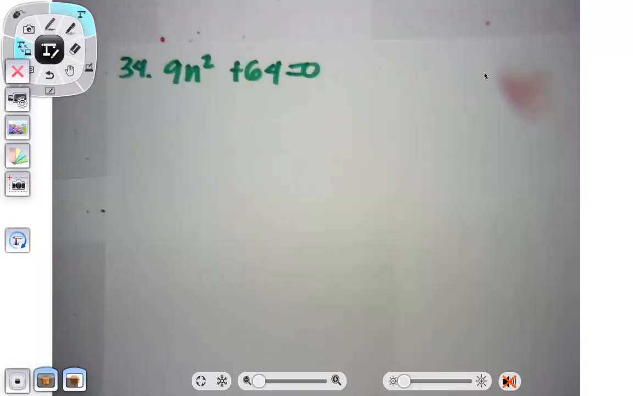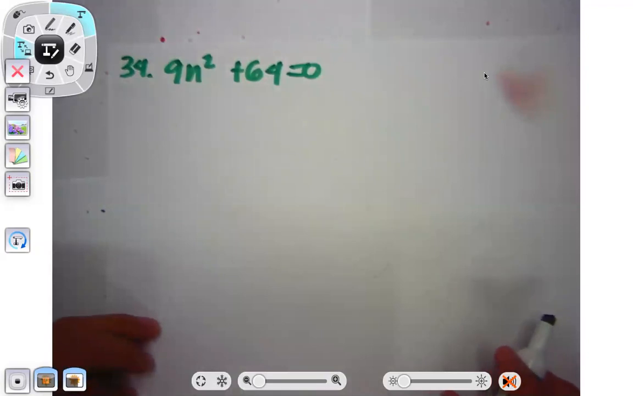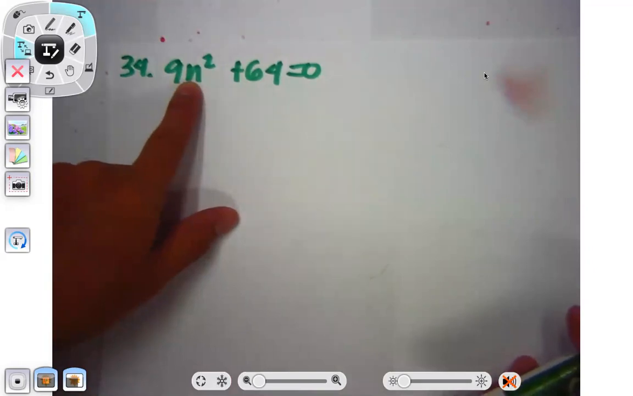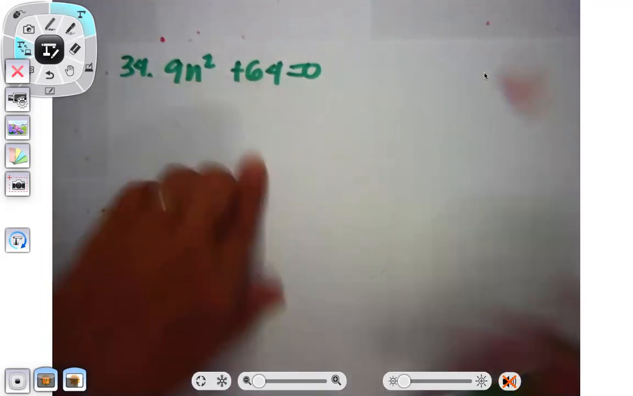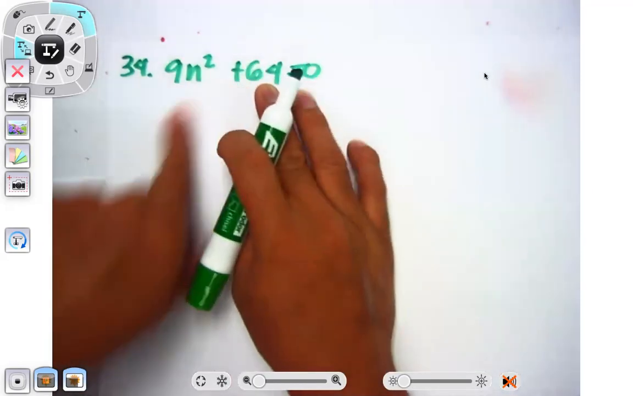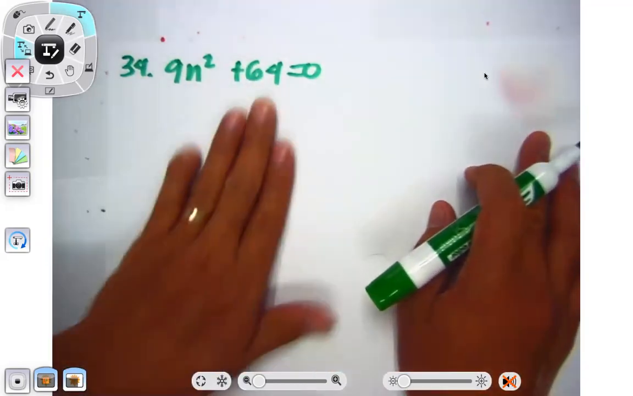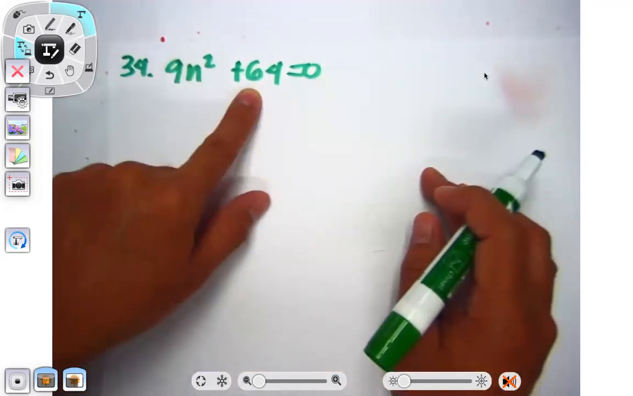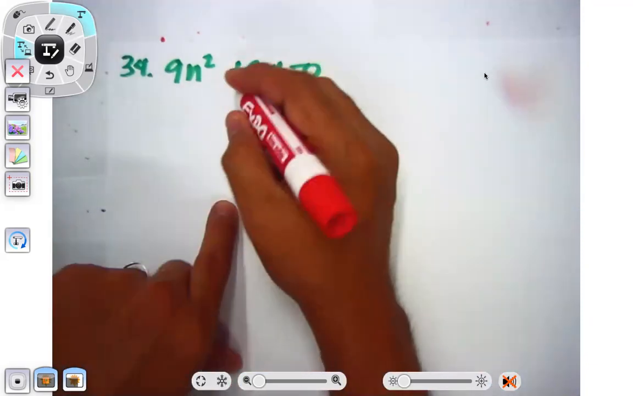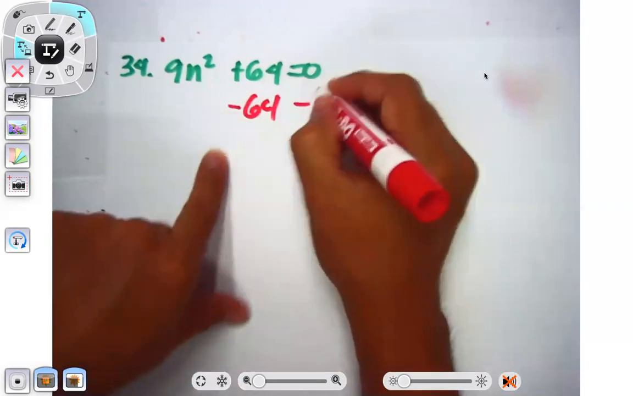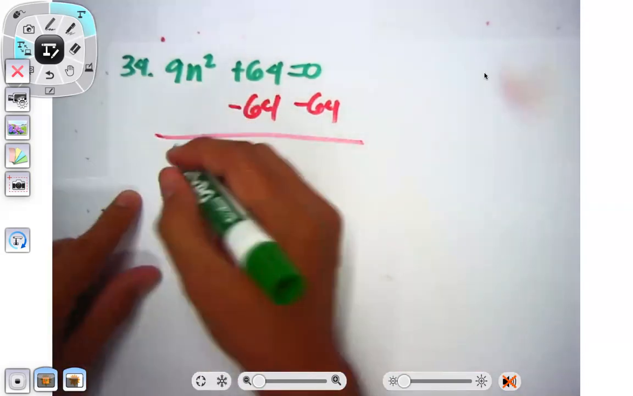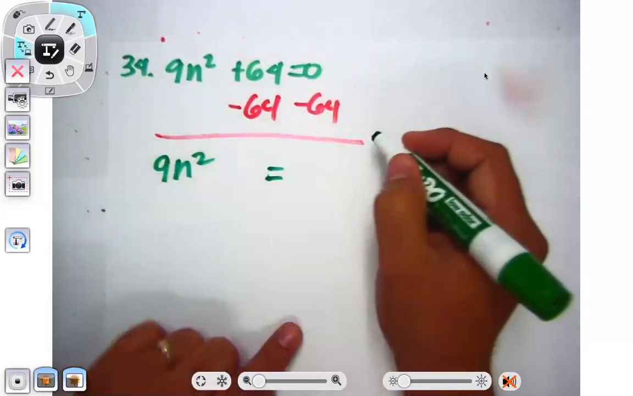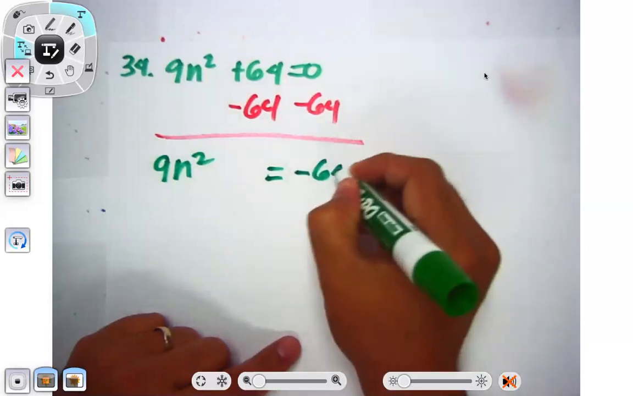You have 9n squared plus 64 equals 0. Do we have a perfect square here? 9 is a perfect square. n squared is a perfect square. 64, well, although this is a perfect square, we need to isolate this 9n squared, right? And so we need to get rid of the constant 64. Okay, minus 64, minus 64. We have now 9n squared. 64 minus 64 is 0. 0 minus 64, negative 64.